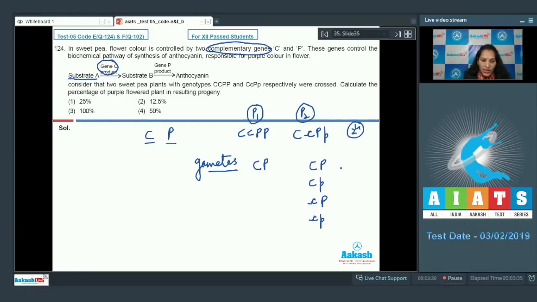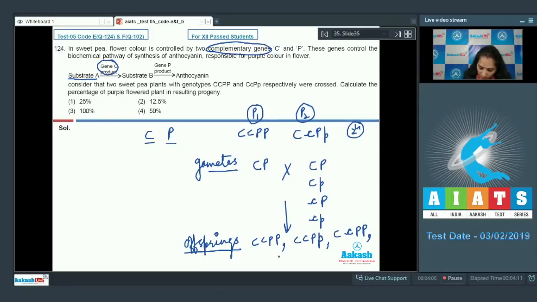Now, the question is, what percentage of purple flower plants will be produced in the progeny? The offspring will be: first, capital C, capital C, capital P, capital P. Second, capital C, capital C, capital P, small p. Third, capital C, small c, capital P, capital P. And the fourth is capital C, small c, capital P, small p.